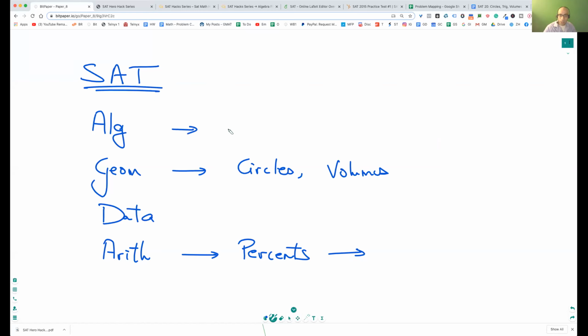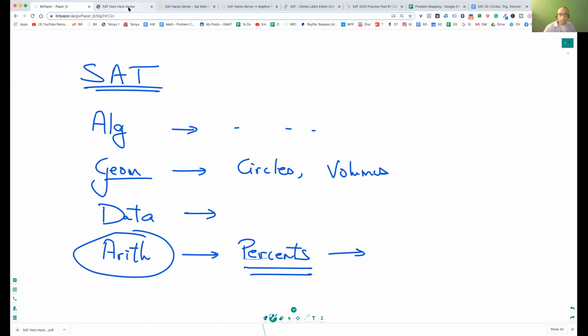And then, of course, algebra, you have a few other topics. You've got exponents, linear equations, etc. And then data, of course, you've got stats and things like that. So today, we are going to look at arithmetic, specifically percents, and we are going to look at geometry.